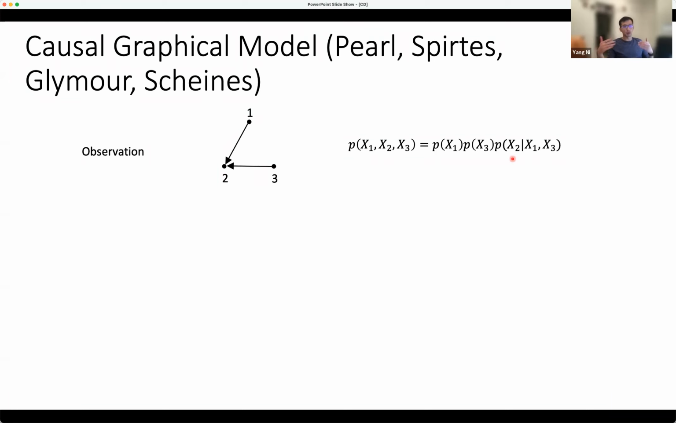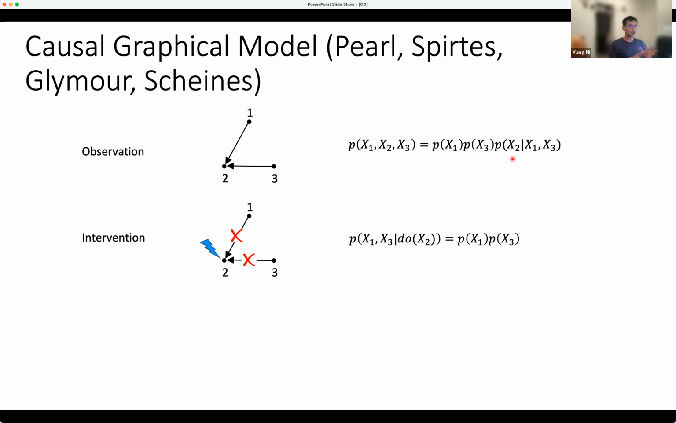So given a causal graphical model, we will be able to generate the observational data from that system. But a causal graphical model does more than just generate observational data. It also tells you what's going to happen if I intervene on the system. For example, given this causal diagram, if I intervene on X2, then X2 no longer listens to X1, X3 anymore. X2 will take whatever value I set it to take.